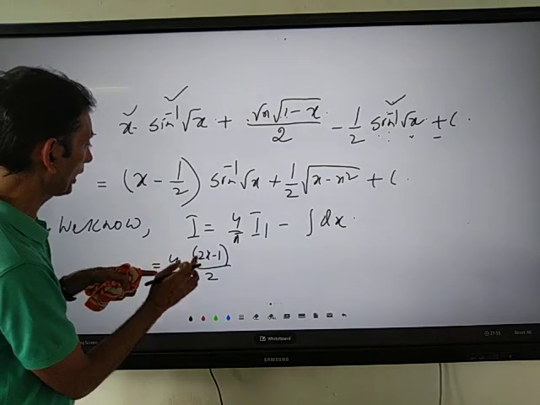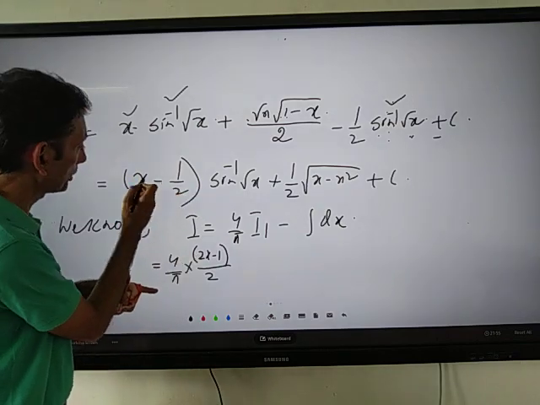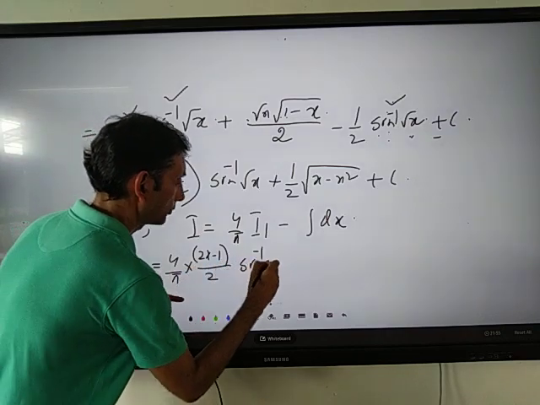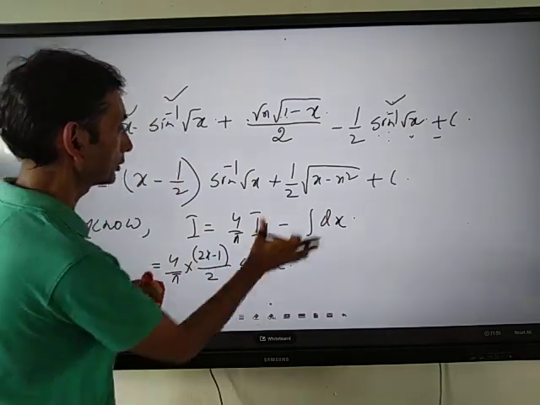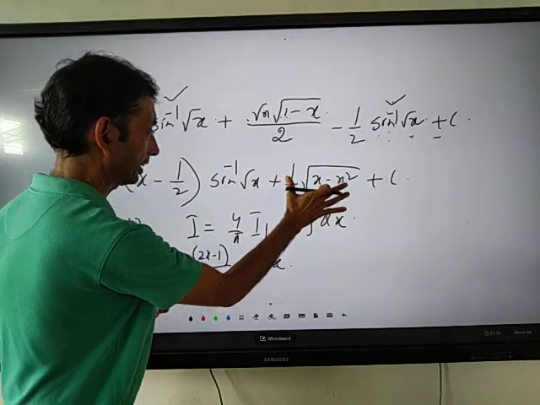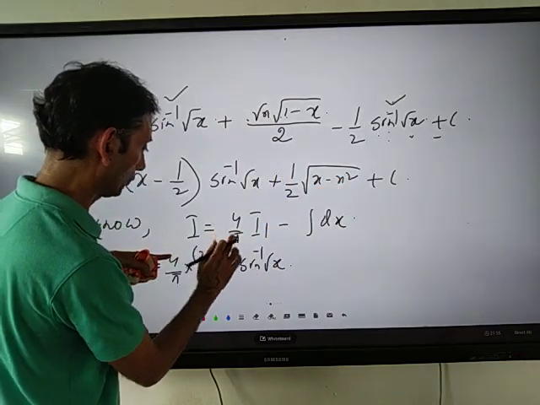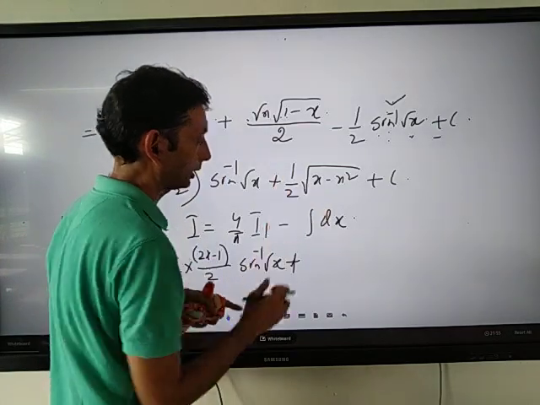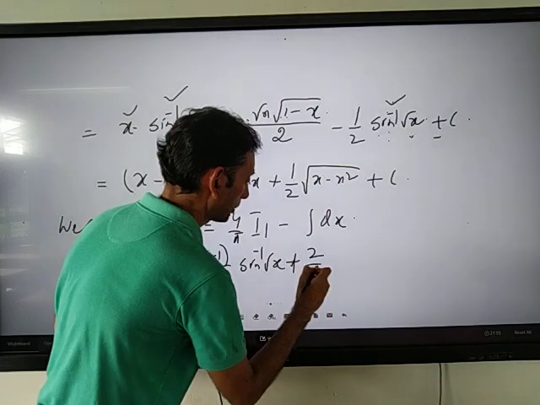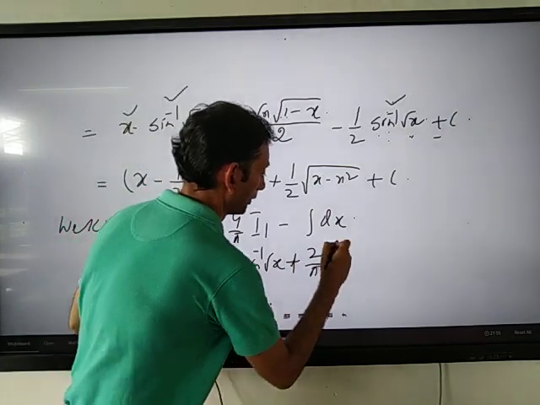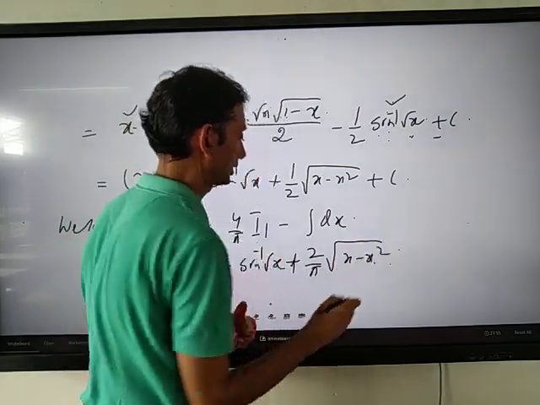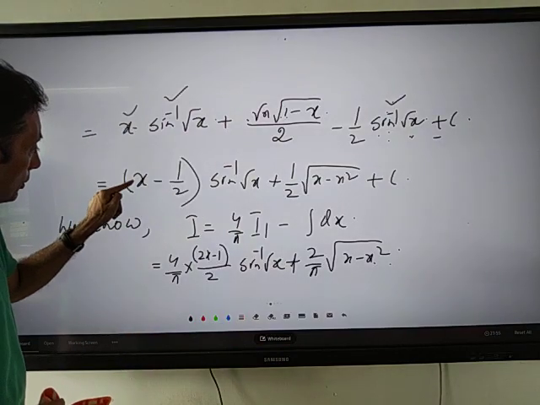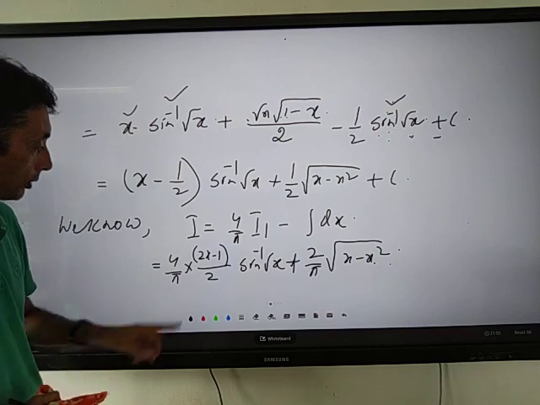Okay, that is 4 by pi, and if we just multiply, this will be twice x minus 1 by 2 and sine inverse root x. Next, we need to multiply the second term by 4 by pi. So 4 by pi into half will be 2 by pi x minus x squared. Fine. So I'll just multiply this one by 4 by pi into twice x minus 1.